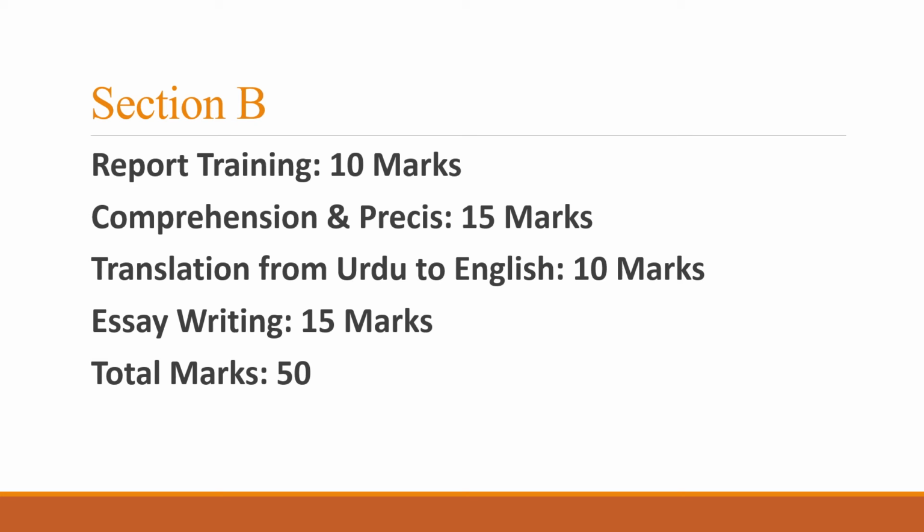So if we look at section B, report writing carries 10 marks, comprehension and précis has 15 marks, translation from Urdu to English 10 marks, and essay writing 15 marks, thus making 50 marks.